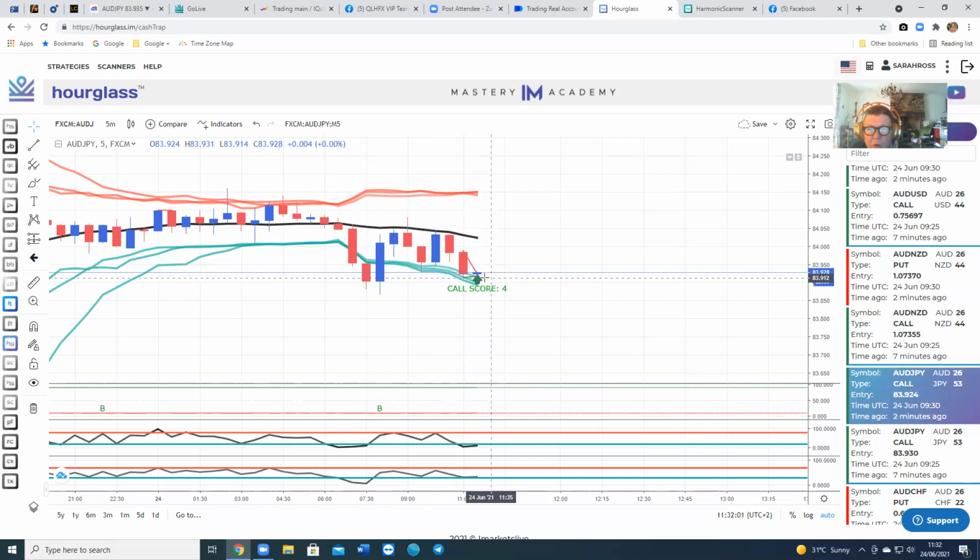Call score of 4. I don't want to take calls on this. So I've got 26 to 53 here, and I've got Australian dollar as the lowest on looking at the live charts, currency bars. So if we don't get something in a minute, we'll wait for the 45 and we'll just look between this and USDJPY.